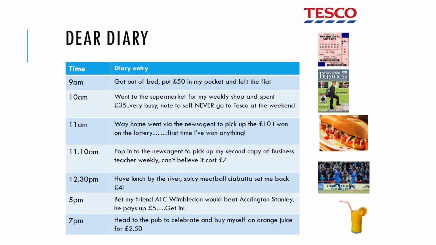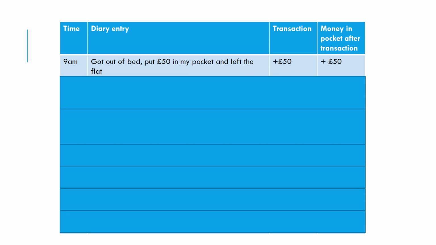Now what we can do with this information, despite appreciating what a wild life I have, is to look at the flows of cash I received in and out the day. So to start off with, at 9 o'clock, putting £50 in my pocket, the value of that transaction was plus £50 to me. I put that in my pocket. So at the end of that transaction, I would have £50 in my pocket.